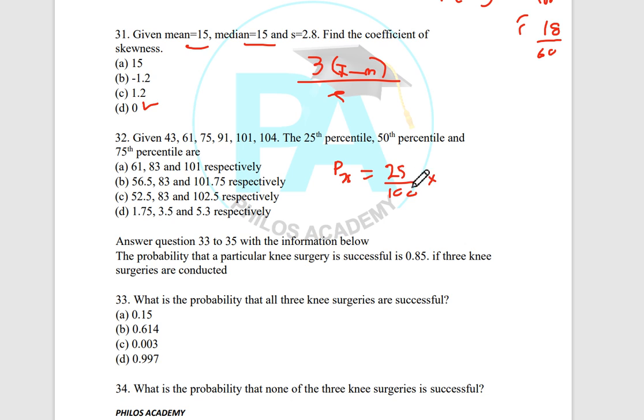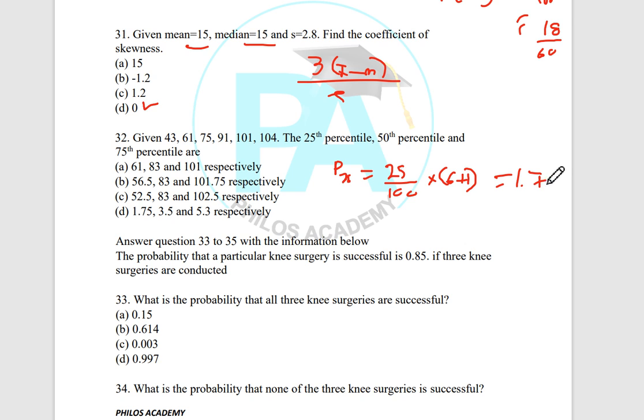So since we have 6 values, we are going to take the number of values and add 1 to it. That's 6 plus 1. When you do that, 6 plus 1 times 25 over 100 should give you what? I think it will give you 1.7, right? Yes. It should give you 1.75 rather. 1.75.